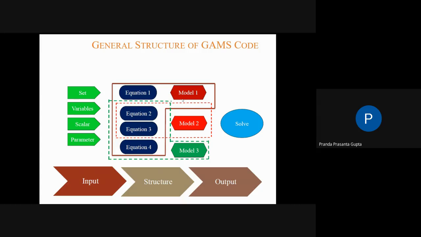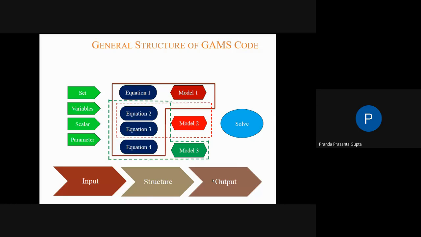Model means we have to take all the equations or variables or scalars or parameters. So we define the model, and then we have to solve. Solve means, if you have a solver for any problem, that is linear programming, or quadratic programming, or linear, non-linear, whatever solver we are taking. These are the solution techniques. Okay, so these are the structure of input, then output. So these are the general structure and procedure of the GAMS code.